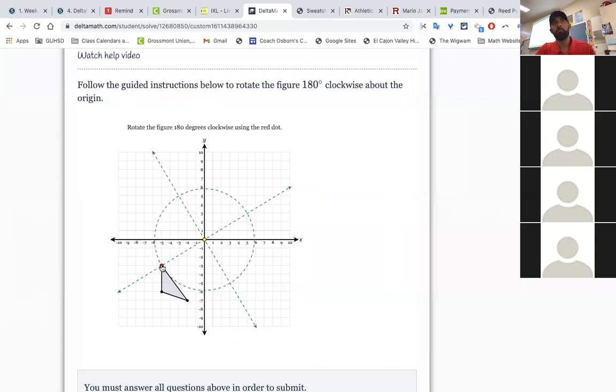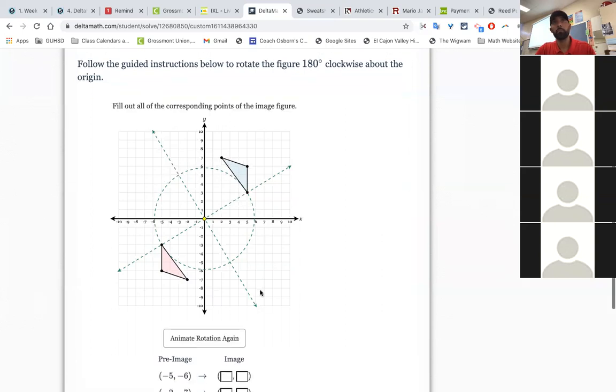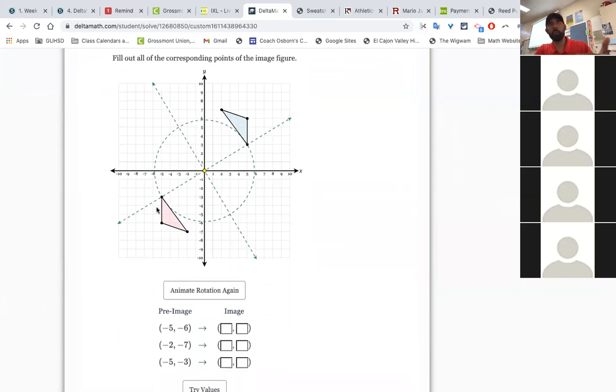Now what I'm going to do is, it wants me to rotate 180 degrees. So I click on the red dot and I drag it 90 degrees. Remember, we got to go clockwise. And then 180 degrees. And now you got to rename all those points. So this first one at -5 and -3, that's this one here on the bottom. That rotates and becomes 5 and 3.